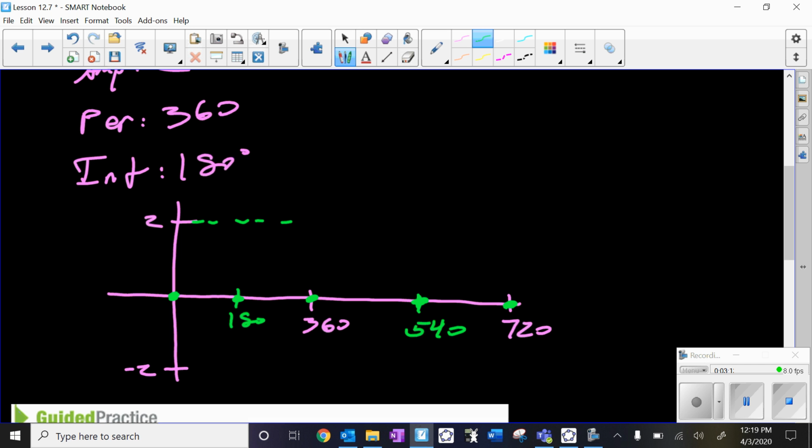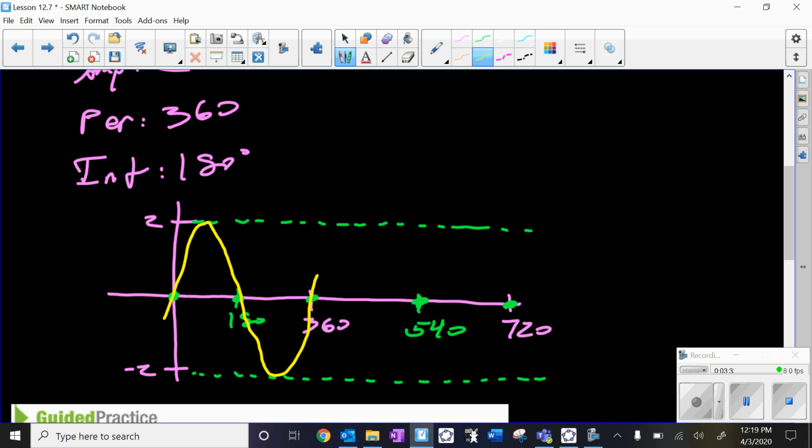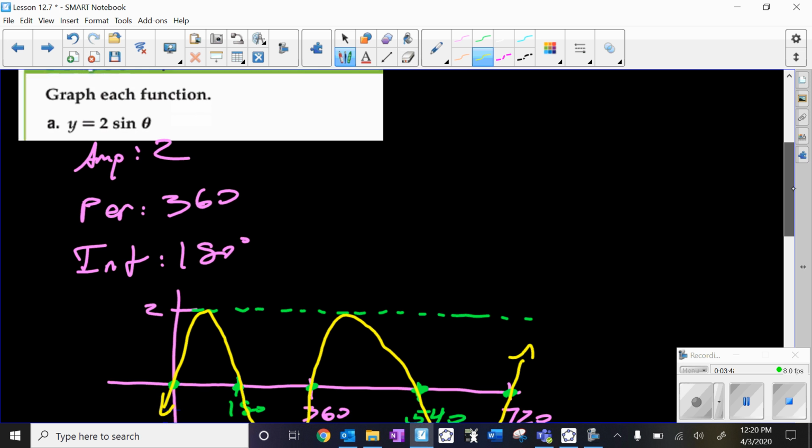Sometimes I like to put in these dashed lines up here at the top. That way I can graph this just a little bit better, knowing that I've got to get to that height. As a quick reminder, remember we started at 0. We've got to get all the way up to a height of 2 and then back down to 180. I've got to get through 1 full cycle. There's 1 cycle. There's 2 cycles. There would be a graph of 2 sine of theta.